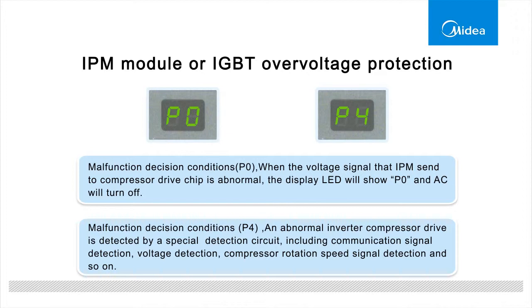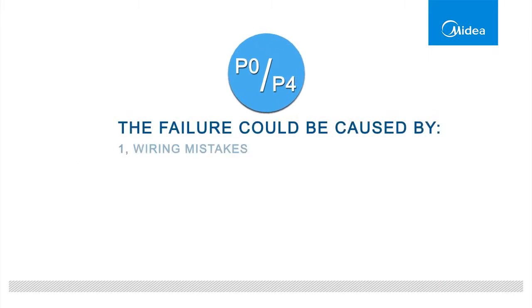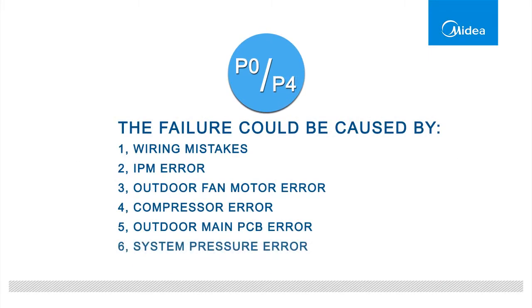Malfunction decision conditions, P4: an abnormal inverter compressor drive is detected by a special detection circuit, including communication signal detection, voltage detection, compressor rotation speed signal detection, and so on. The failure could be caused by: 1. Wiring mistakes, 2. IPM error, 3. Outdoor fan motor error, 4. Compressor error, 5. Outdoor main PCB error, 6. System pressure error, 7. Heat dissipation error.